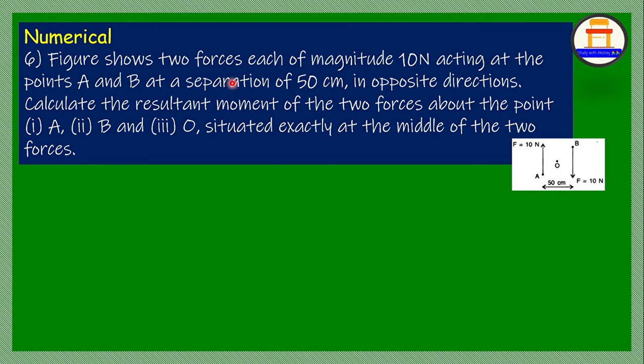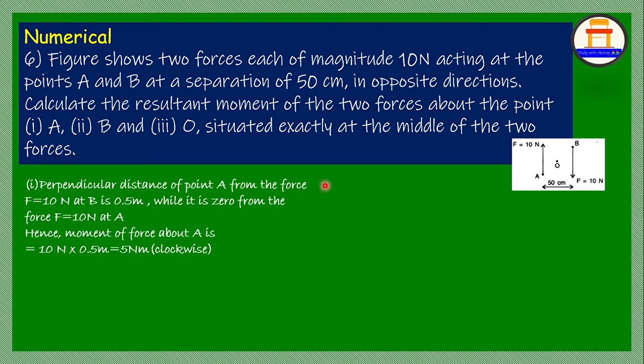The figure shows two forces, each of magnitude 10 Newton, acting on the points A and B at a separation of 50 centimeters in opposite directions. Calculate the resultant moments of the two forces about the points A, B, and O, situated exactly at the middle of the two forces. So this is a bit easier question. Let's start solving. First, at point A, the perpendicular distance of point A from the force, the force is basically 10 newtons. They have only given the distance between A and B as 0.5 meters. They have given it in centimeters, we have to convert it into meters.